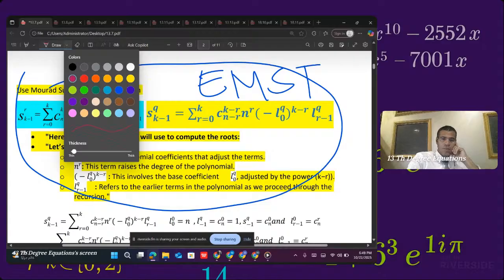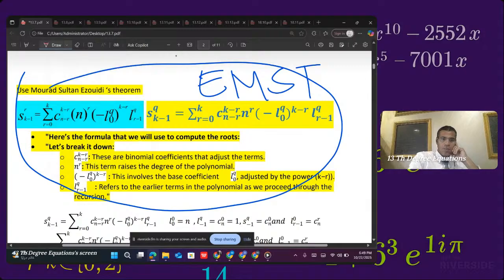Well, that brings us to our main topic today, Professor Mourad Sultan Ezouidi's theorem. Right. And the claim is this method creates a whole new way, a symbolic structure, to get exact solutions, not just estimates. That's the core idea. It claims to bypass the restrictions of Abel's theorem. It's not saying Abel was wrong.